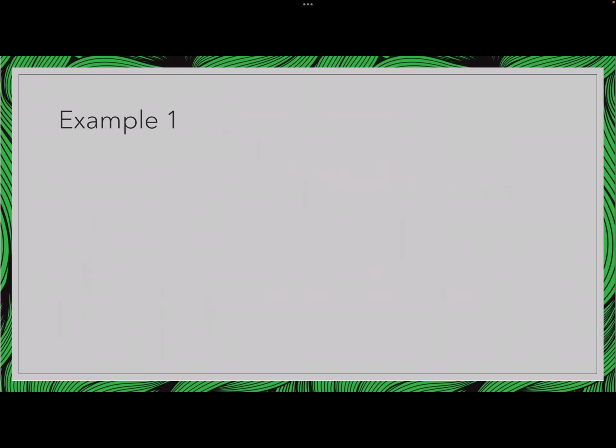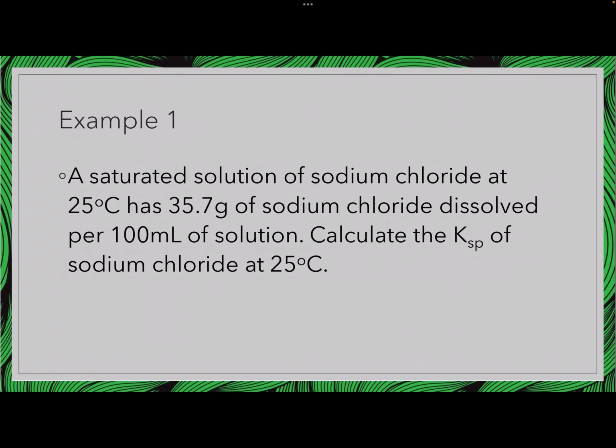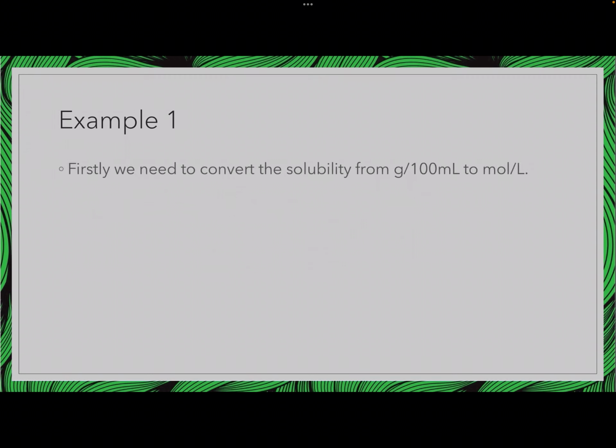So we need to change that first. So let's have a look at this one. A saturated solution of sodium chloride at 25 degrees Celsius has 35.7 grams of sodium chloride dissolved per 100 mLs of solution. Calculate the KSP of the sodium chloride at 25 degrees Celsius. So what do we do? Well, firstly we need to convert the solubility from grams per 100 mLs to moles per liter. How do we do that?